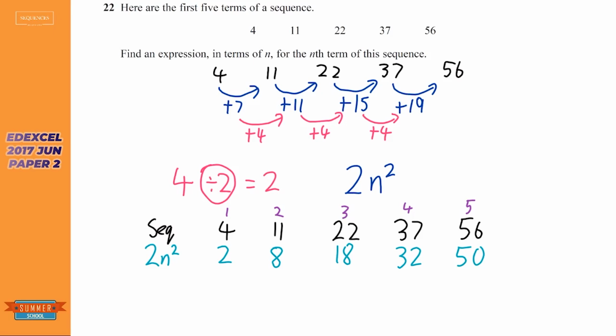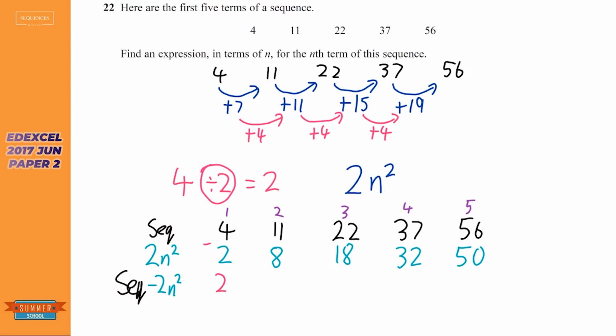Okay, we've worked out what 2n squared is. We know that's a component of our sequence. So we're going to get the sequence, and we're going to take away the bit we know, and see what's left. Okay, so we're going to do 4 take away 2. We're just taking away these going downwards.